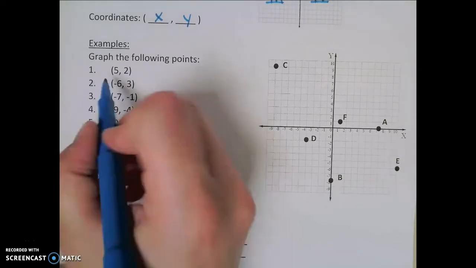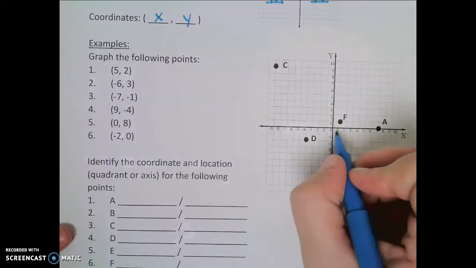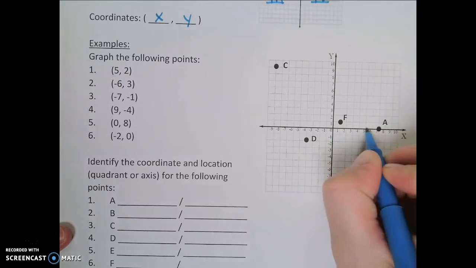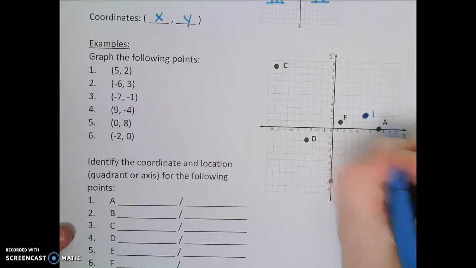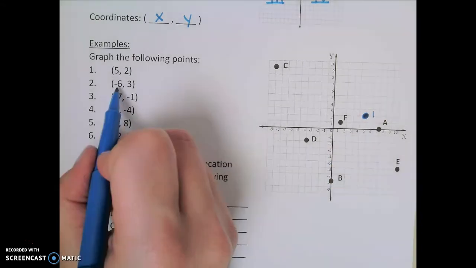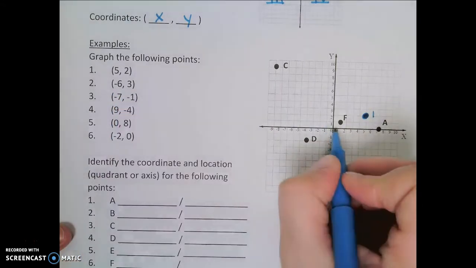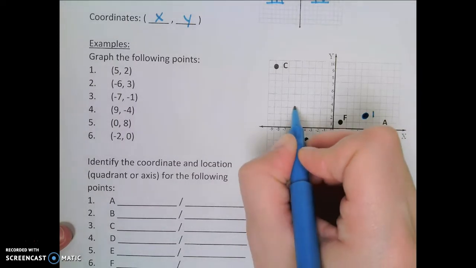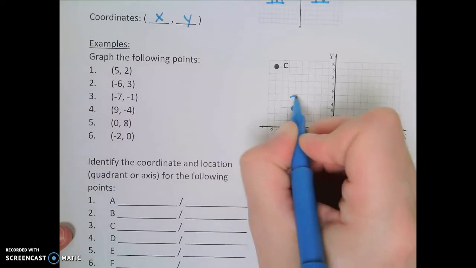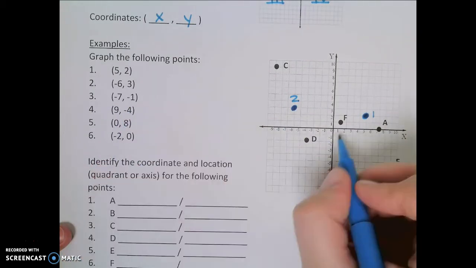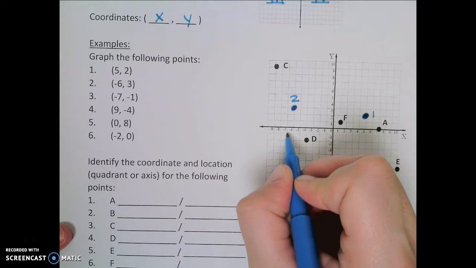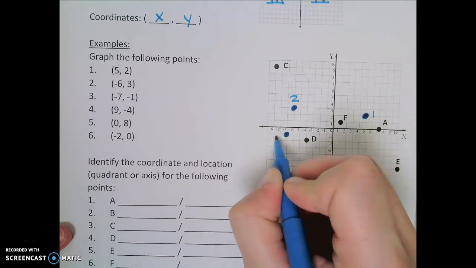So the first one, (5, 2). So we're going to do x first, so go over to 5, and then up 2. That's where we're going to put the first point, so there's number 1. The second point, (-6, 3), so I'm going to go left 6 and up 3, so here's point number 2. Number 3, (-7, -1). I'm going to go left first and then down 1. So there's point number 3.